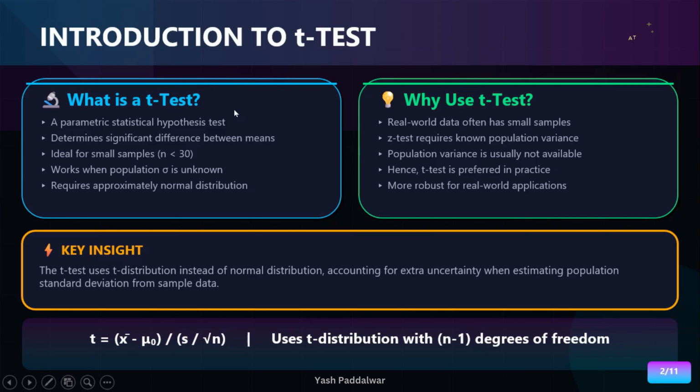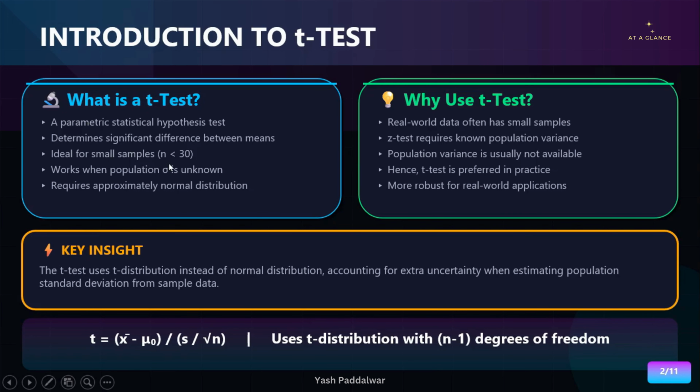So what exactly is it? It is a parametric statistical hypothesis test, which means it assumes that your data follows a normal distribution. It determines significant difference between means. That means same as what your Z test does, this also does the same. It actually compares the significant difference between your population mean and your sample mean.